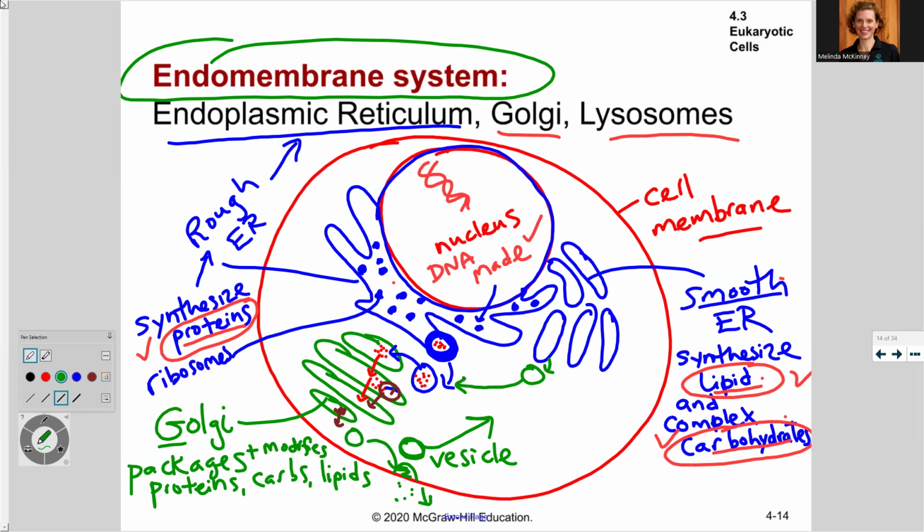The last thing in this endomembrane system is called a lysosome. So let's see. Why can't I get different colors for crying out loud? Okay, so lysosome. Just do blue again. So here's my lysosome. And it has digestive enzymes. So it contains digestive chemicals or enzymes that break things down.